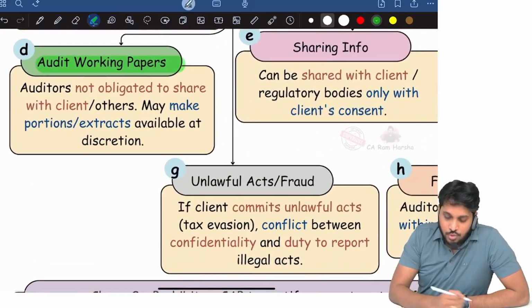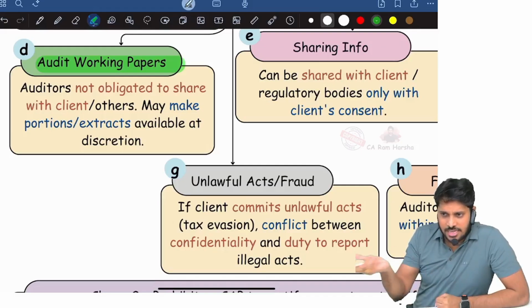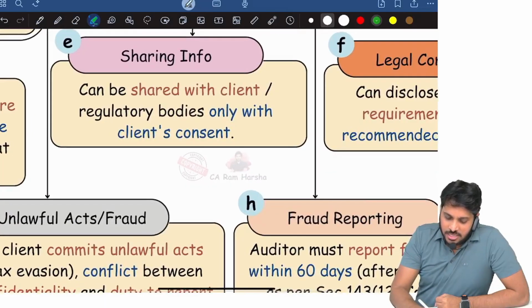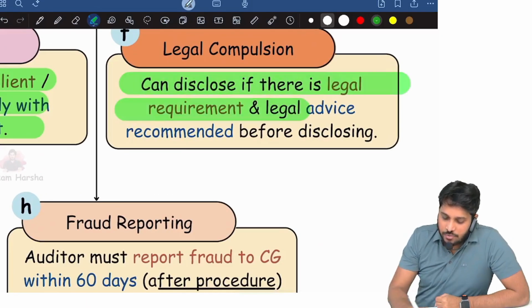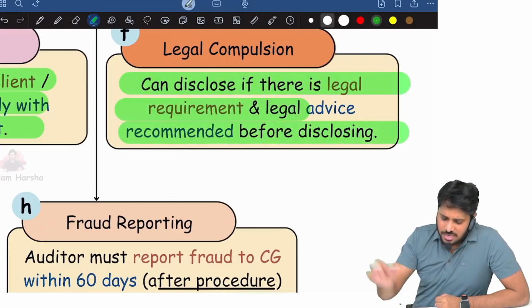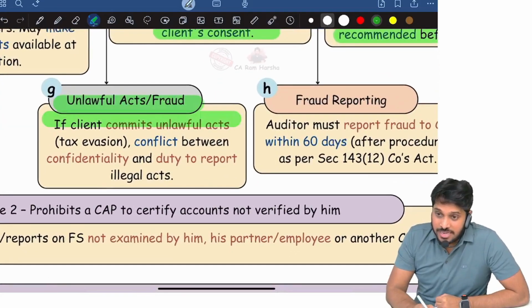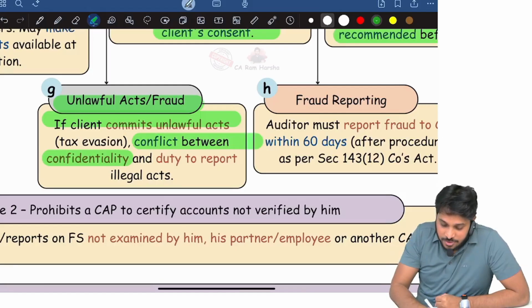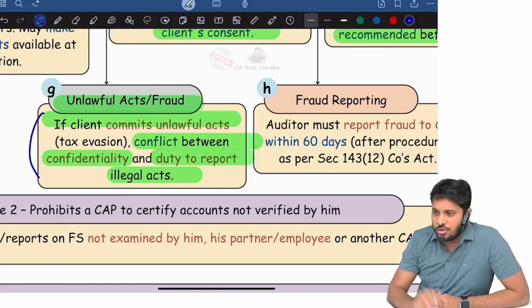And what about working papers? Working papers are the property of the auditor. If he wants to share them with the client, he will share them. Next, information can be shared with the client or regulatory bodies only with the client's consent. Legal compulsion: you can disclose if there is a legal requirement, and get legal advice. Unlawful act: suppose the client has committed any unlawful act, nothing but some non-compliances. If there is a conflict between confidentiality and duty to report, here actually, for an unlawful act, you can protect the client.